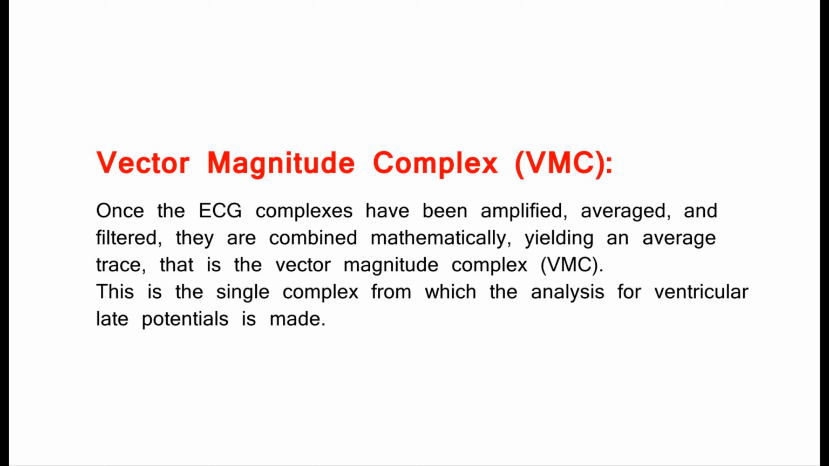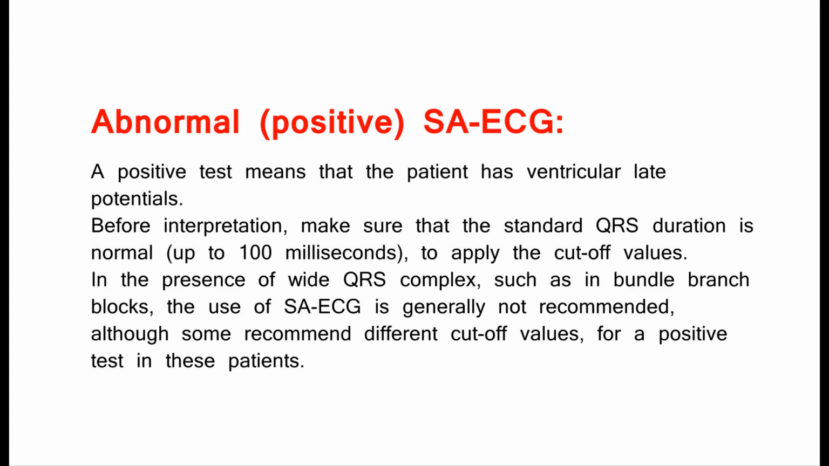Vector magnitude complex, VMC. Once the ECG complexes have been amplified, averaged, and filtered, they are combined mathematically, yielding an average trace, that is the vector magnitude complex, VMC. This is the single complex from which the analysis for ventricular late potentials is made. Abnormal, positive, SAECG. A positive test means that the patient has ventricular late potentials.